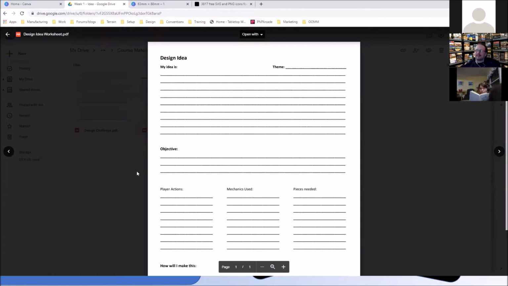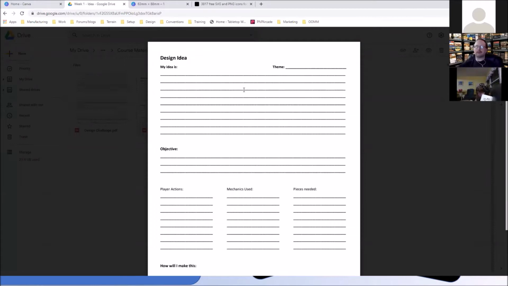So the design idea worksheet, the whole idea of it is to help you to begin getting working. So it's figuring out what your initial idea is, your theme, your objective, all of those different things, using the initial stepping points that we were working on last week. Going from here, it'll be a whole lot easier for you moving forward to use this as your basis from which to expand upon your design and iterate on your design.